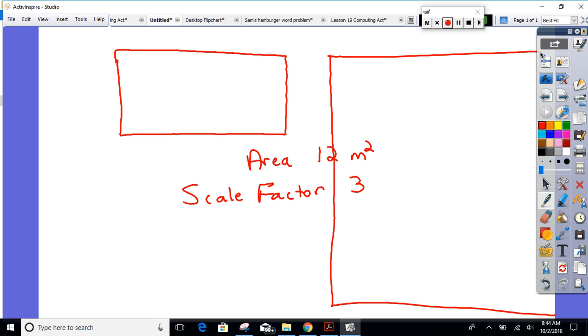No, it's not the same. So we can't just multiply the area times 3. Okay? We would need to multiply it times 9. That would be the ratio of the area. So what would the area of the new rectangle be then?